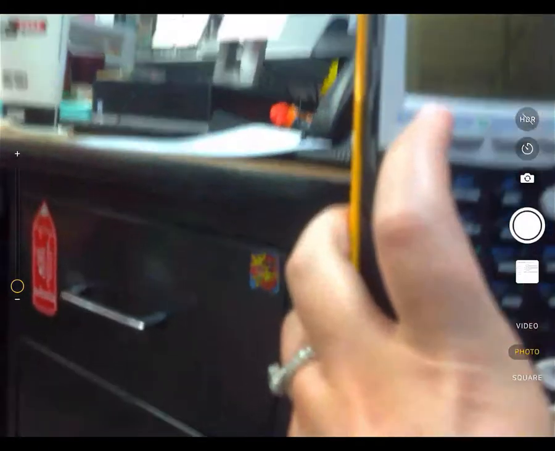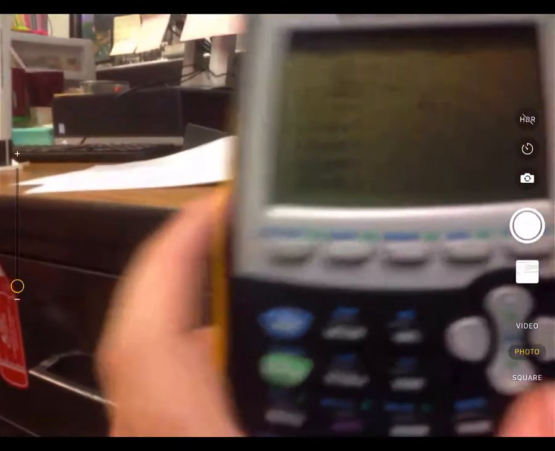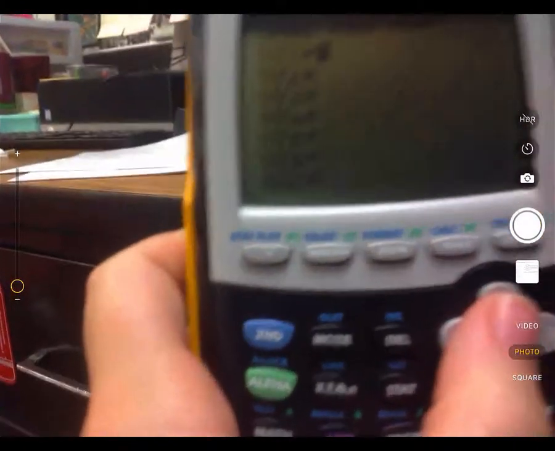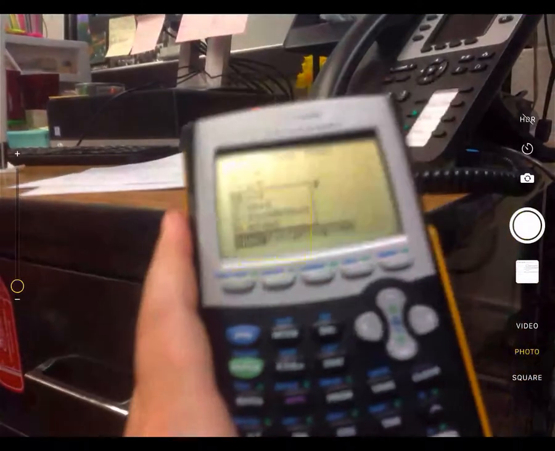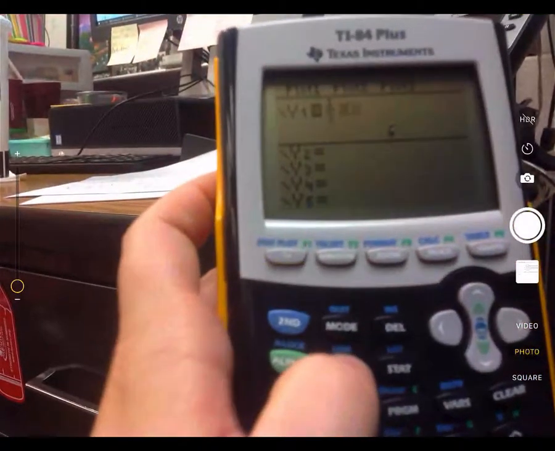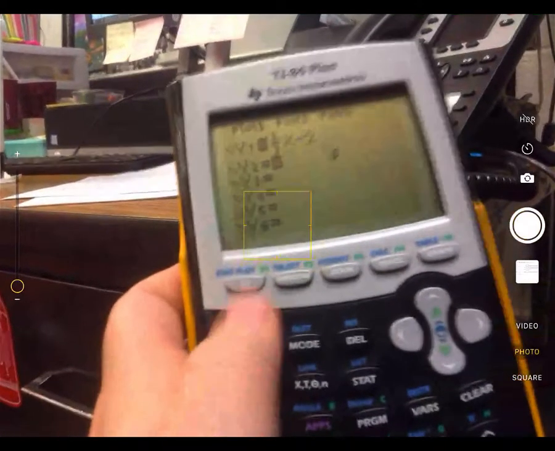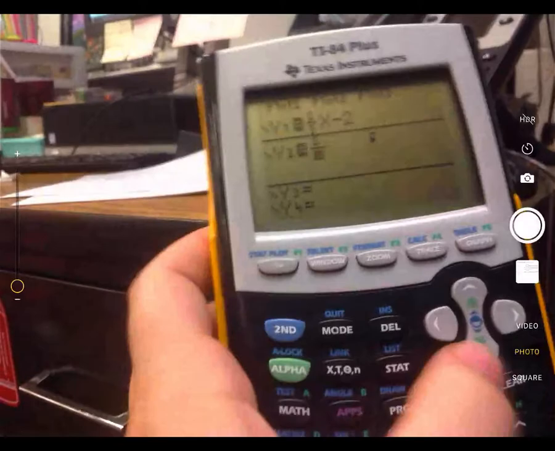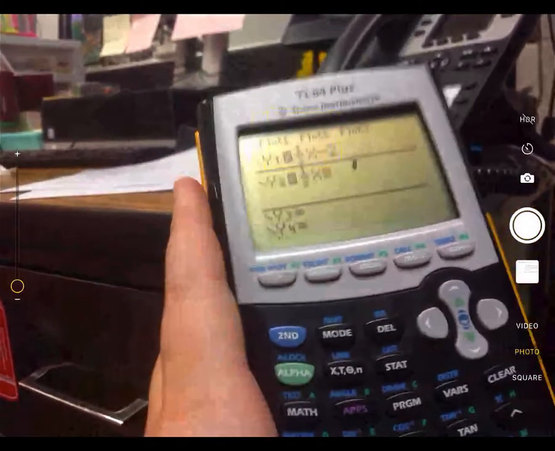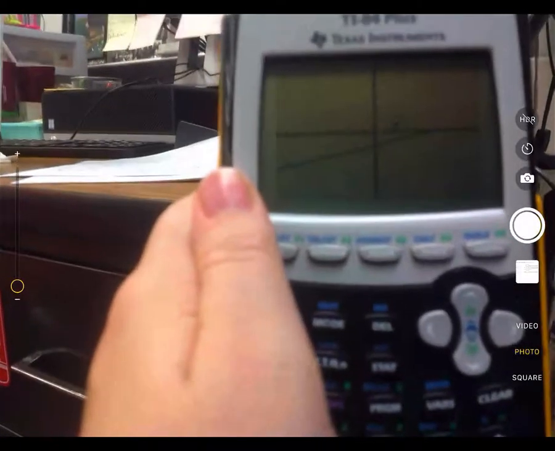So I come back up to y equals. I'm going to clear out what's in there. In y1, I'm going to click alpha, zoom, and put in the fraction 1/3 x minus 2. And then alpha y equals 1/3 x plus 1. So I've put them in y1 and y2. When I click graph, look at what happens.